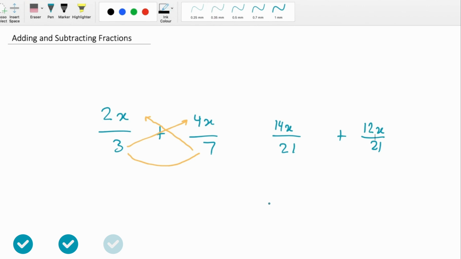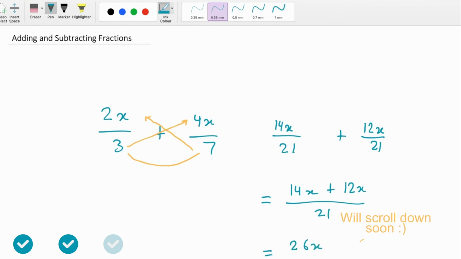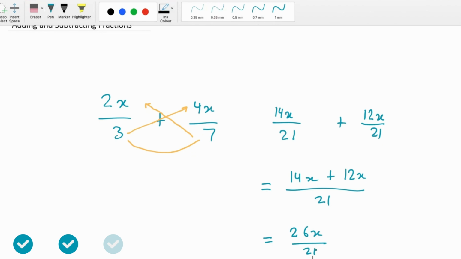After this, let's combine those fractions together. We get 14x plus 12x all over 21. Let's simplify our numerator. We get 14x plus 12x, that gives us 26x over 21. And let's just ask, can we simplify this further? Now, when trying to work this out, we can see that this is the simplest form that this fraction can be in. So we leave it as is.